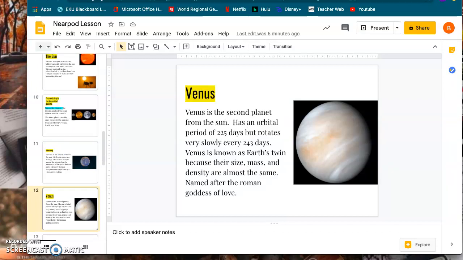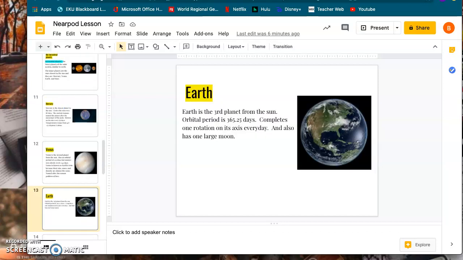Next is Venus. It is the second planet from the Sun, has an orbital period of 225 days, but rotates very slowly, every 243 days. Venus is known as Earth's twin because their size, mass, and density are almost the same, and it is also named after the Roman goddess of love.